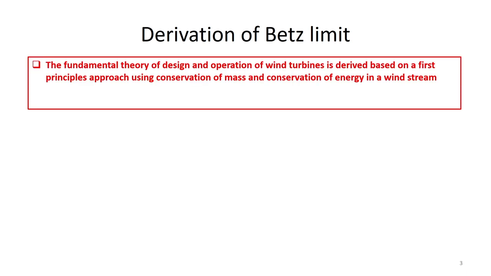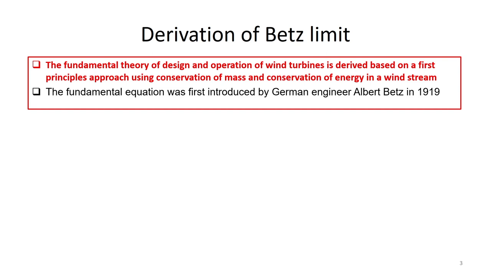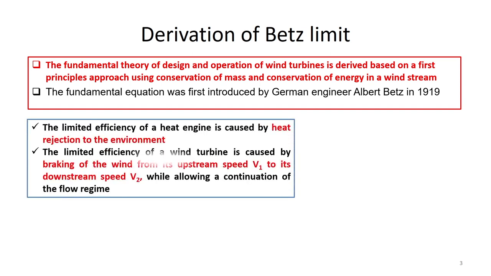While deriving this Betz limit, we need to take help of the fundamental theory of design and operation of a wind turbine, which is primarily based on the first principle approach using conservation of mass and conservation of energy in the wind stream. The fundamental equation was first introduced by German engineer Albert Betz in 1919.